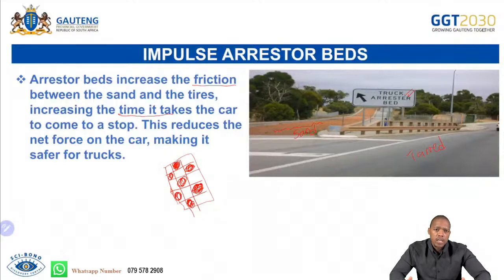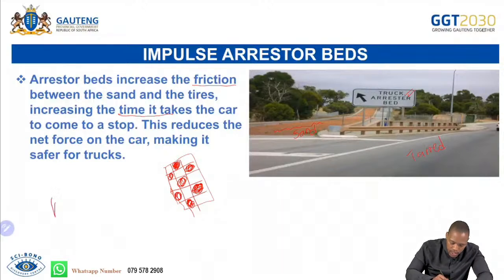And these are the cars that will fail; they will have brake failure most. So the truck is having a failure, goes into an arrestor bed, and what is the arrestor bed going to do? Well, the sand there will increase the friction, right? Because there will be more contact between the sand and the tires themselves. So the friction increases there. And when the friction gets increased, that means the time it takes for the truck to come to a complete stop also increases. Then that means the force is going to be less.